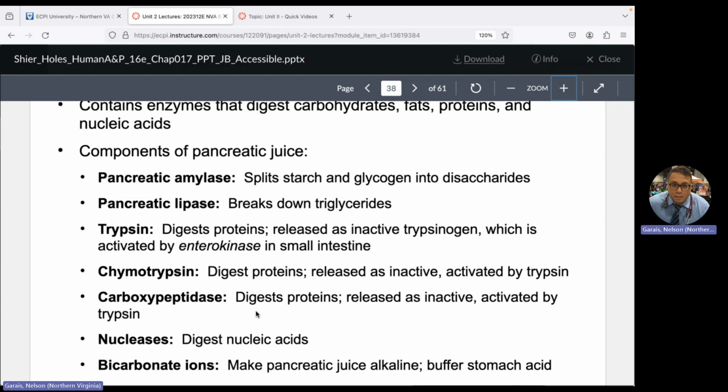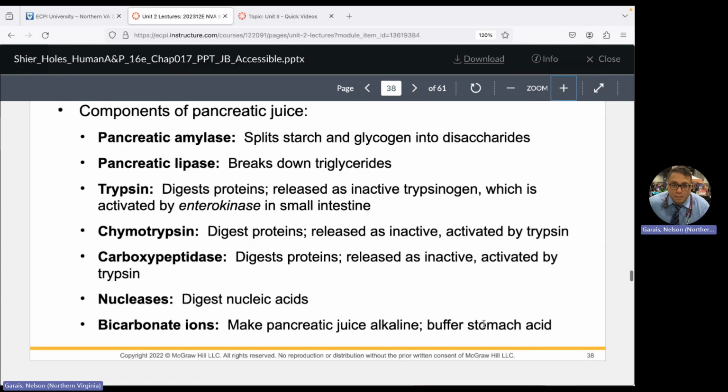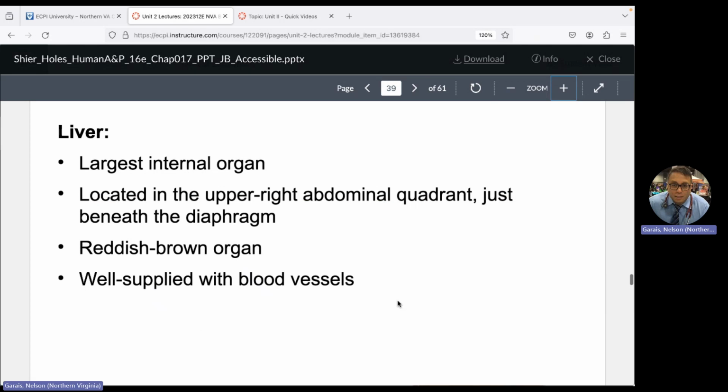So bicarbonate gets released so that the pH of 4 can be closer to 7, or 7.4 to be exact. Okay, so bicarbonate, pancreatic alkaline juice, buffers stomach acid when it comes out into the duodenum. Your duodenum is the first part of your small intestine.